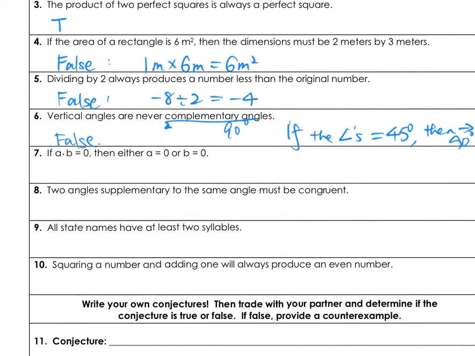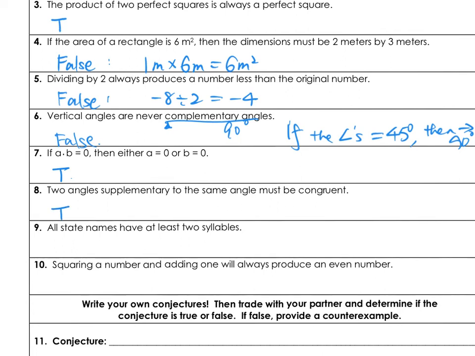So here, number 7, if a times b equals 0, then either a equals 0 or b equals 0. This we know is true. This is one of the theorems that we have learned. Number 8, two angles that are supplementary to the same angle must be congruent. I would say this is true, and you can raise plenty of examples.